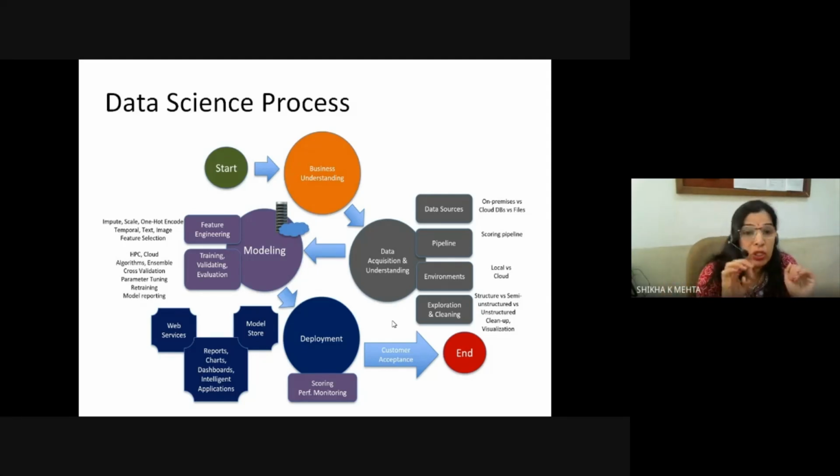So after following all these steps, the model is sent for deployment. Deployment means making it available in the real environment so that we can have the acceptance from the customers. So again, for the deployment, we have to see how it will be deployed, whether it will be deployed as a web service, or it will be in the form of dashboards, reports, charts, or any other intelligent applications. Then after deploying, another task is monitoring.